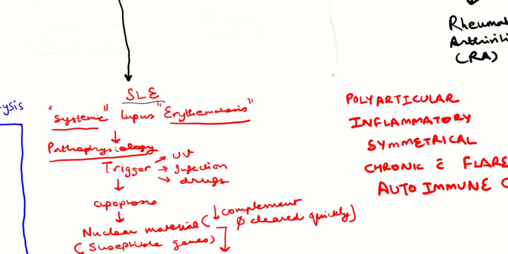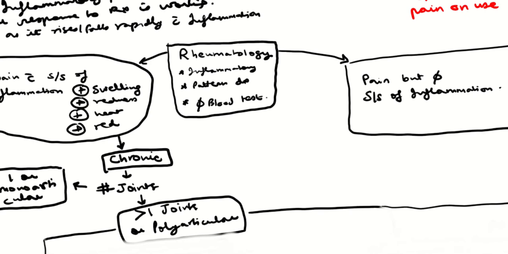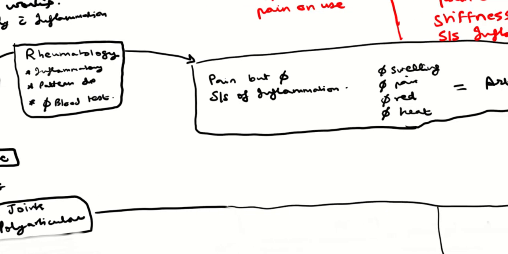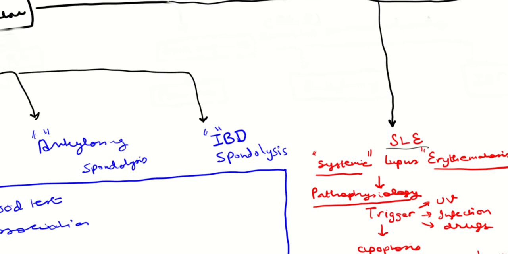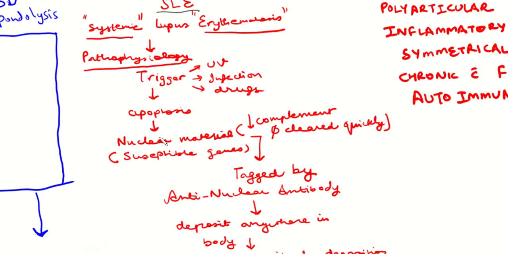Okay. Again, we were in the arthritis portion. So just a reminder, patient comes in with a joint issue, a rheumatological issue, and the patient does have symptoms of inflammation, which would be swelling, redness, heat. So they have arthritis. If it's chronic in nature and has multiple joints that are associated with it, one of the things to think about is lupus. Okay, so that's where we are. So let's continue working on it.